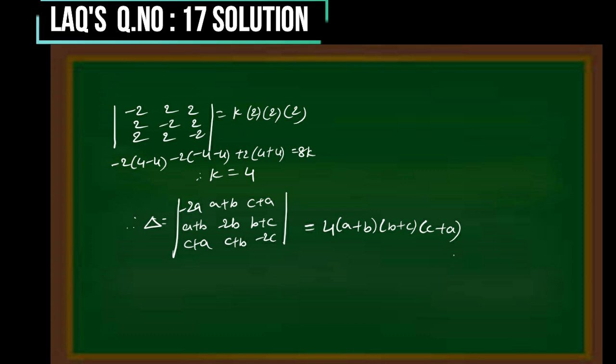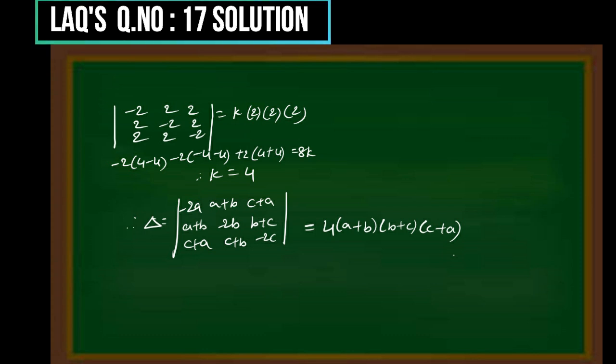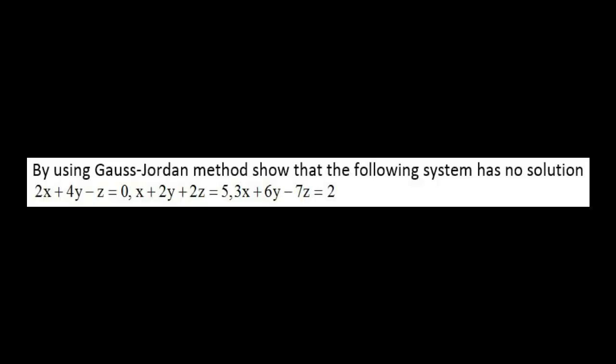Here we use the definition of a factor of a determinant. For this, first we consider a plus b is 0, and similarly if b plus c is 0 and c plus a is 0, then delta is equal to 0. Therefore a plus b, b plus c, c plus a are factors of the determinant. Problem number 18.